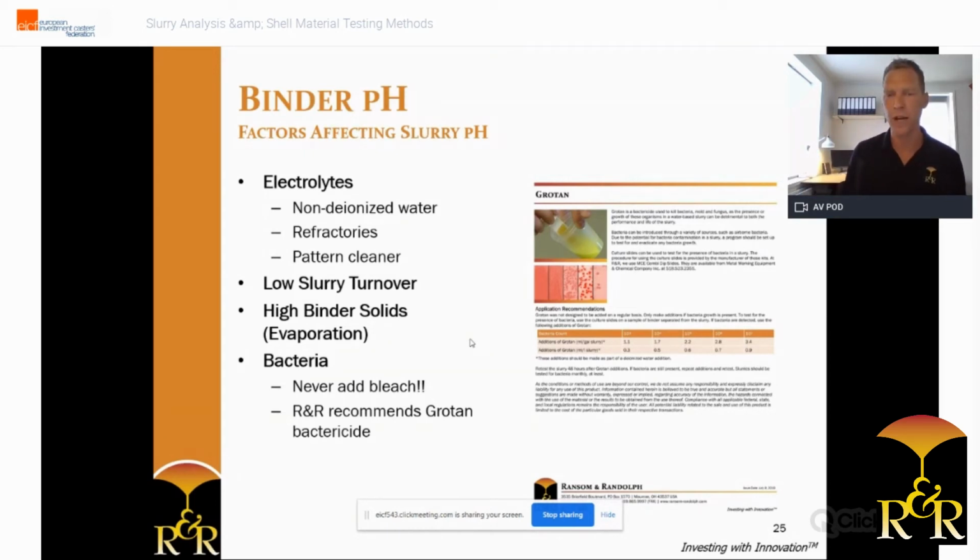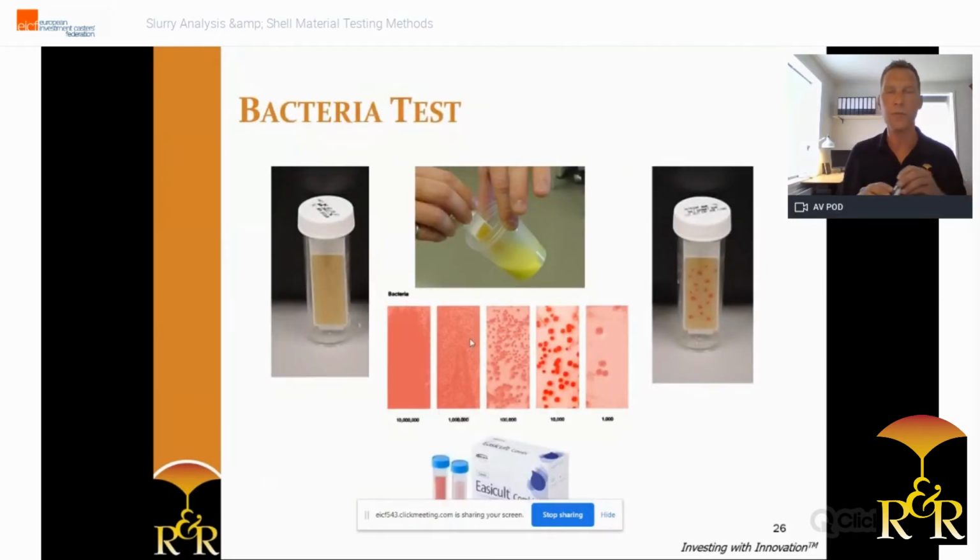If bacteria is found in the slurry, we don't recommend to use bleach. It will have a detrimental effect on the colloidal stability. So we recommend to use a bactericide which is applicable with the binder used. And we have Grotan, which comes with specific instructions based on the number of counts on the test strips. And the test strips that we always use are like these. And this is really simple.